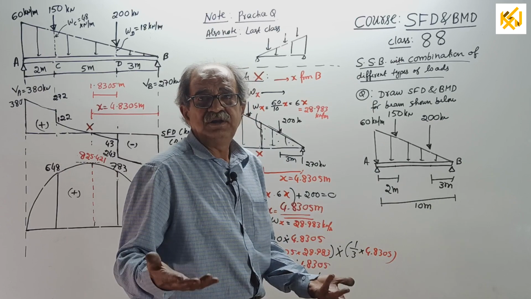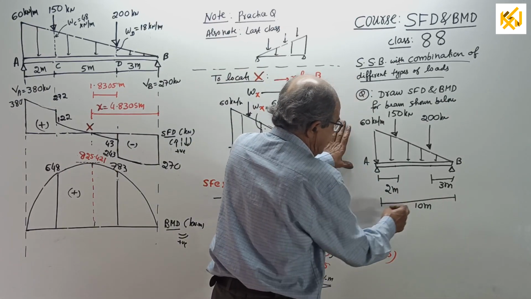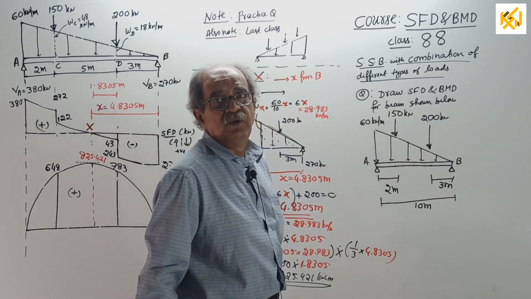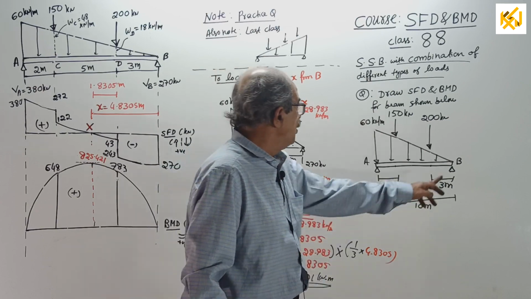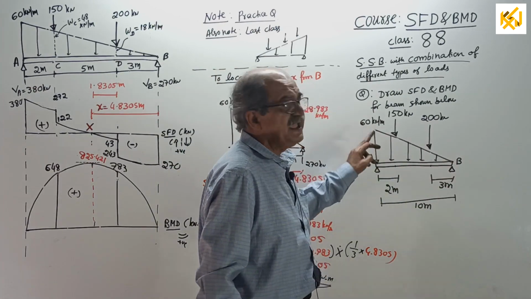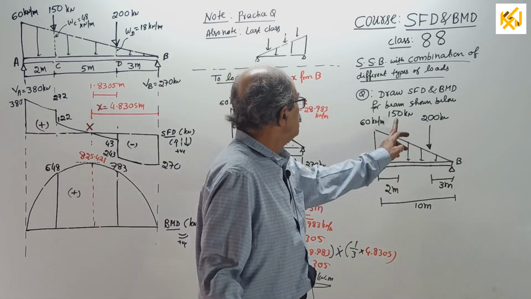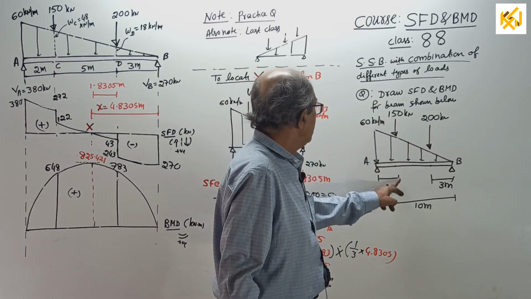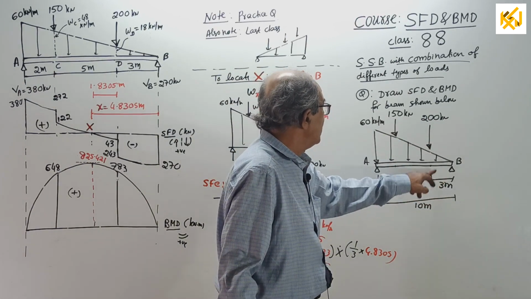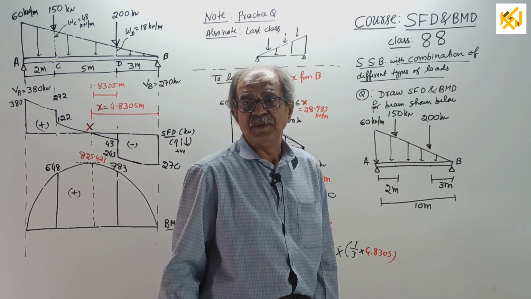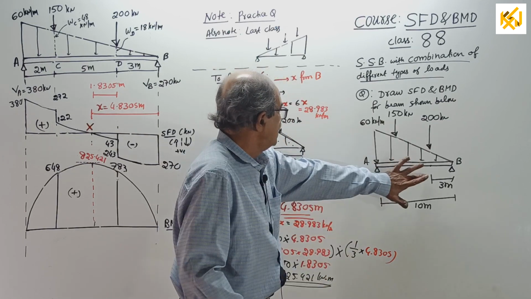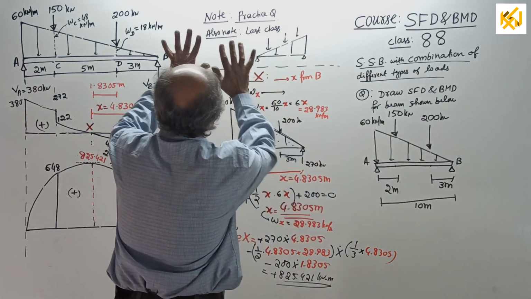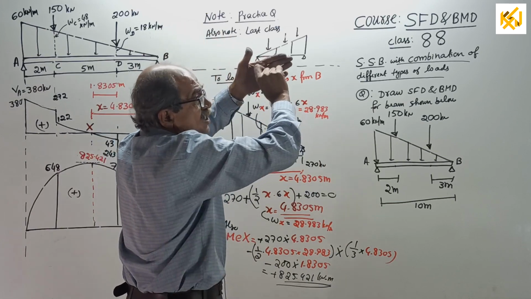In words, if you want: a simply supported beam of span 10 meters loaded by a uniformly varying load with intensity 0 at the right end and a maximum of 60 kN per meter at the left end, with 2 point loads: 150 kN at 2 meters from here, and 200 kN at 3 meters from the right end. Draw SFD and BMD. First, reaction calculation. Write one more sketch here, the calculation of reactions.